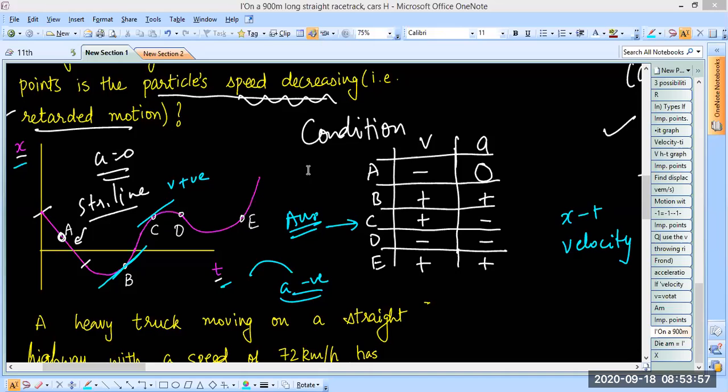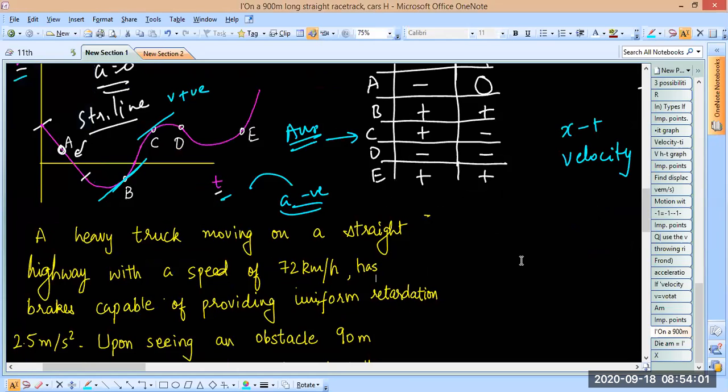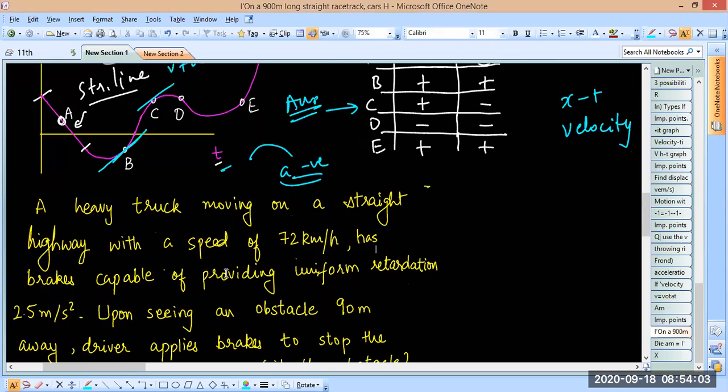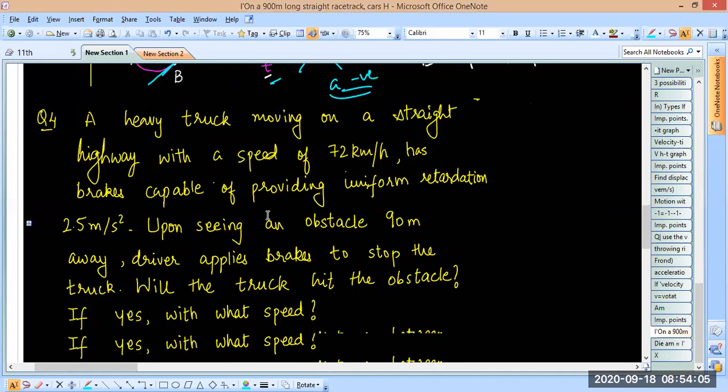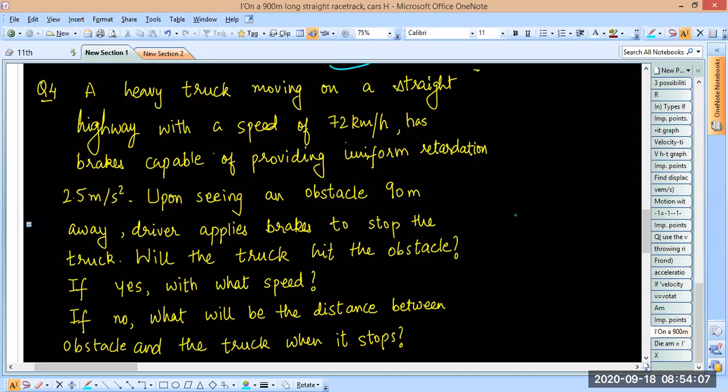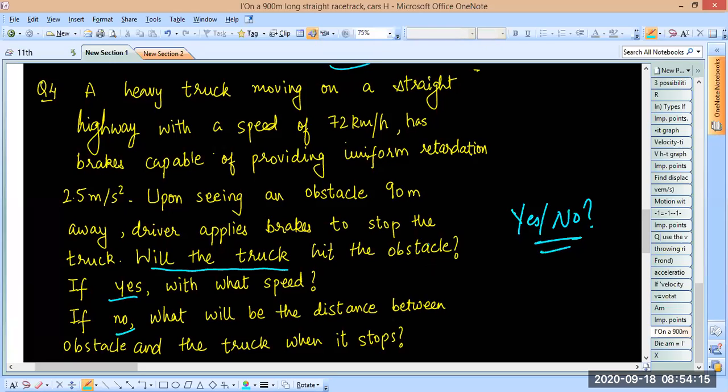All right, don't worry, keep trying everyone. I'm sure you'll do better as time passes. Okay, here's the next question, 4. Come on, what's your answer of 4? First of all, is it yes or no about 4th? Will the truck hit the obstacle? Yes or no?